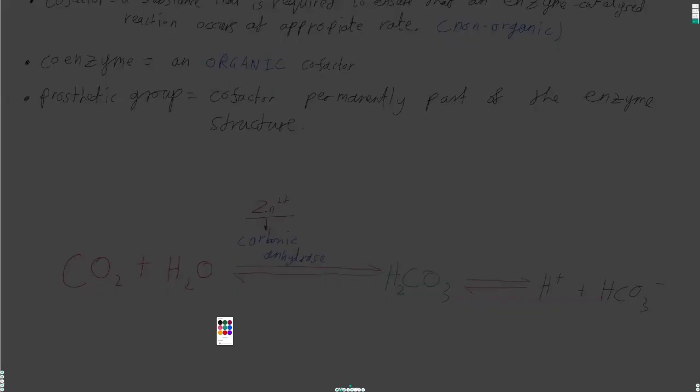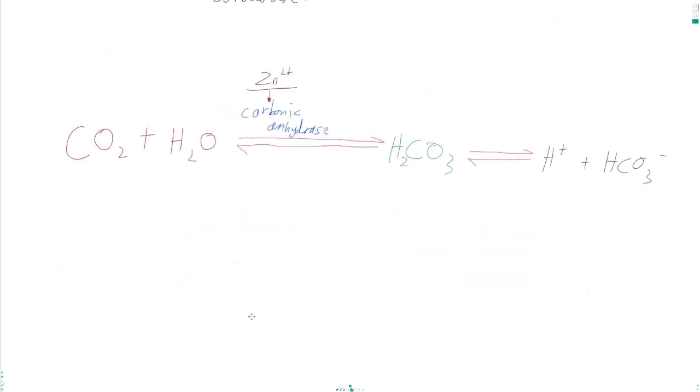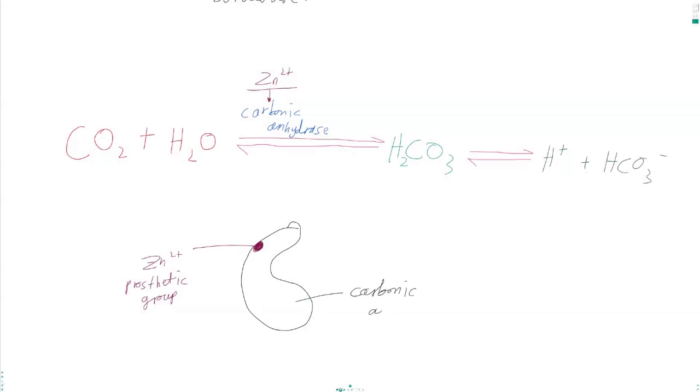So if I draw the enzyme, which is easier said than done, say this is our carbonic anhydrase, the zinc ion would be somewhere around in here. So this would be our zinc ion, otherwise known as our prosthetic group. And you can see that this zinc ion is permanently bound to the carbonic anhydrase, and that's what enables this enzyme to carry out its function.